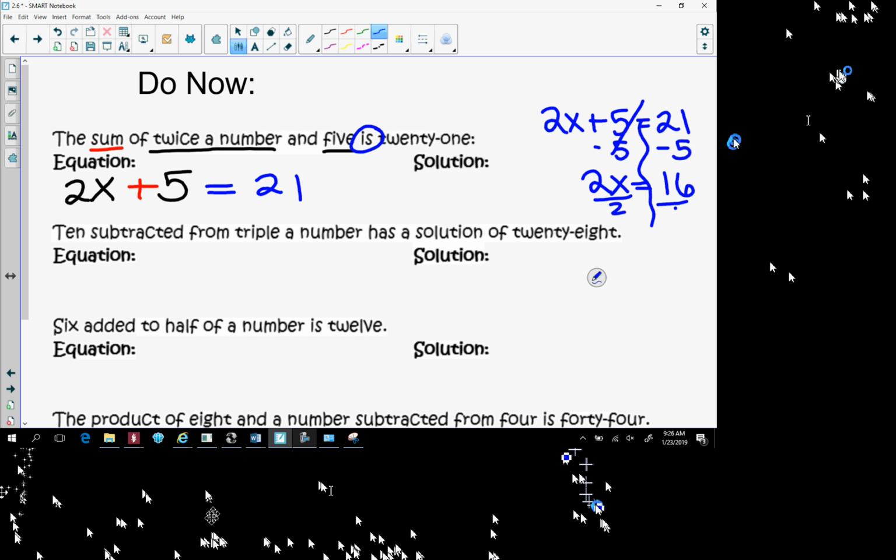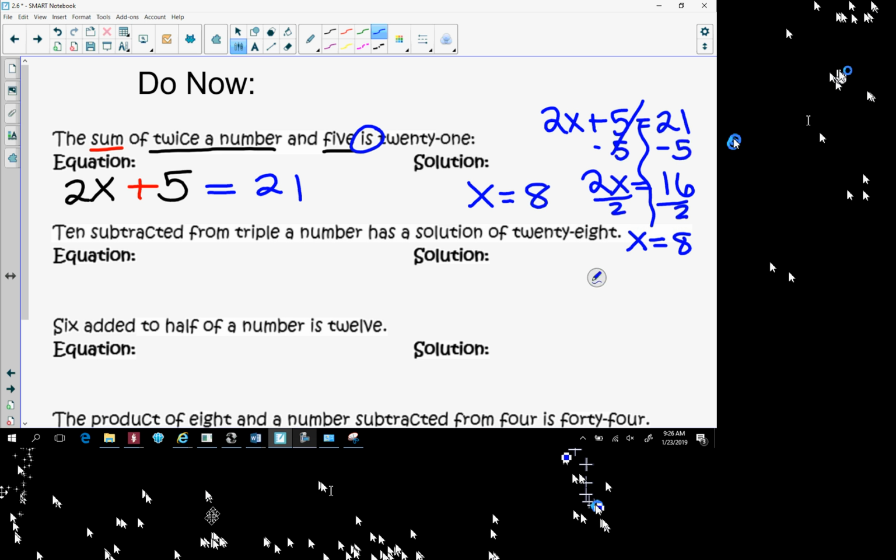Perfect. Divide by 2. And you end up getting x equals 8. So my solution is x equals 8. The only difference here is that we have to write out the equation.